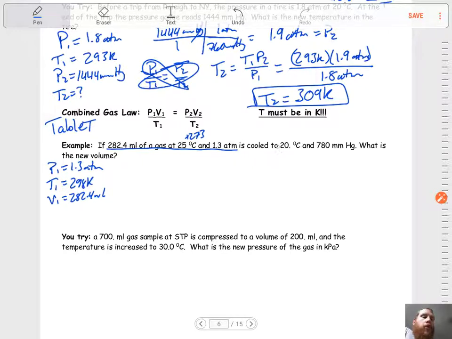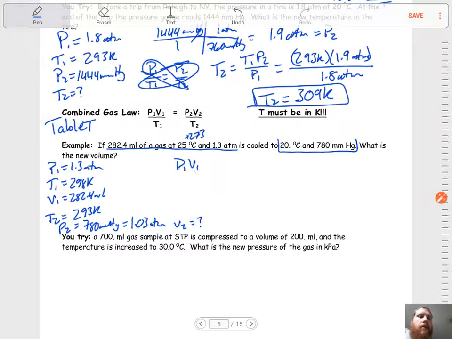It's cooled to, so now these are my secondary conditions. So we've got temperature 2 is 20 degrees Celsius, so that's going to be 293 Kelvin. I've got V2, pressure 2, excuse me. Oh boy, look at that. They give it to us in millimeters mercury. Convert that to atmospheres right away. All you've got to do is divide by 760. So my second pressure is going to be 1.03 atm. I'm looking for volume 2.